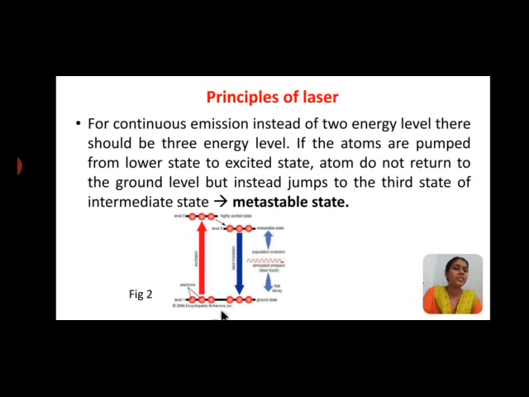So what happens here? More atoms will start to collect at the metastable state here. A lesser number of electrons, or a lesser number of atoms, will be lying in the ground state. So now the atoms which are collected more in the metastable state will come back to the ground state. But what is happening here? Continuous emission of the laser is taking place here now.